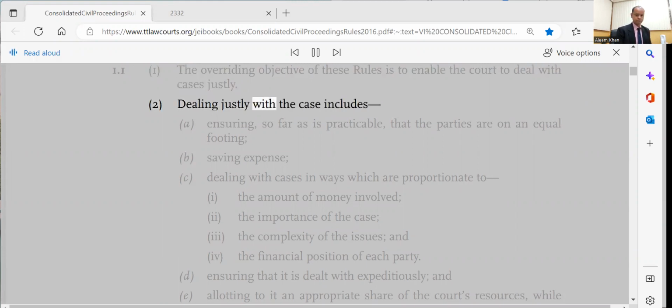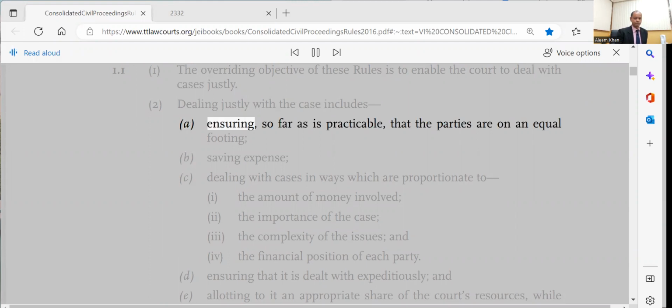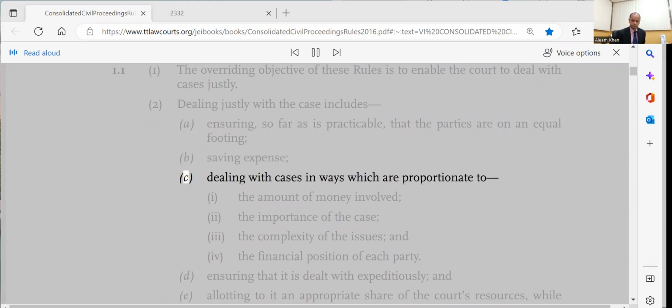2. Dealing justly with the case includes: (a) Ensuring, so far as is practicable, that the parties are on an equal footing; (b) Saving expense; (c) Dealing with cases in ways which are proportionate to (1) the amount of money involved, (2) the importance of the case, (3) the complexity of the issues, and (4) the financial position of each party.